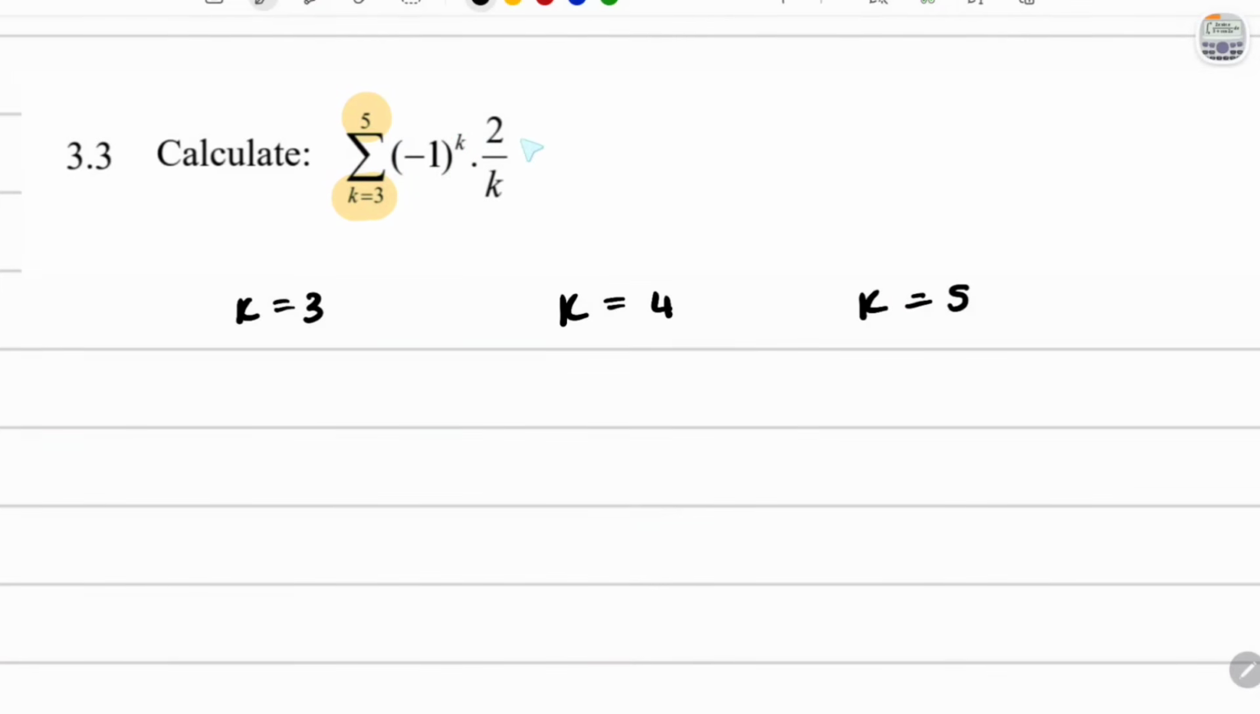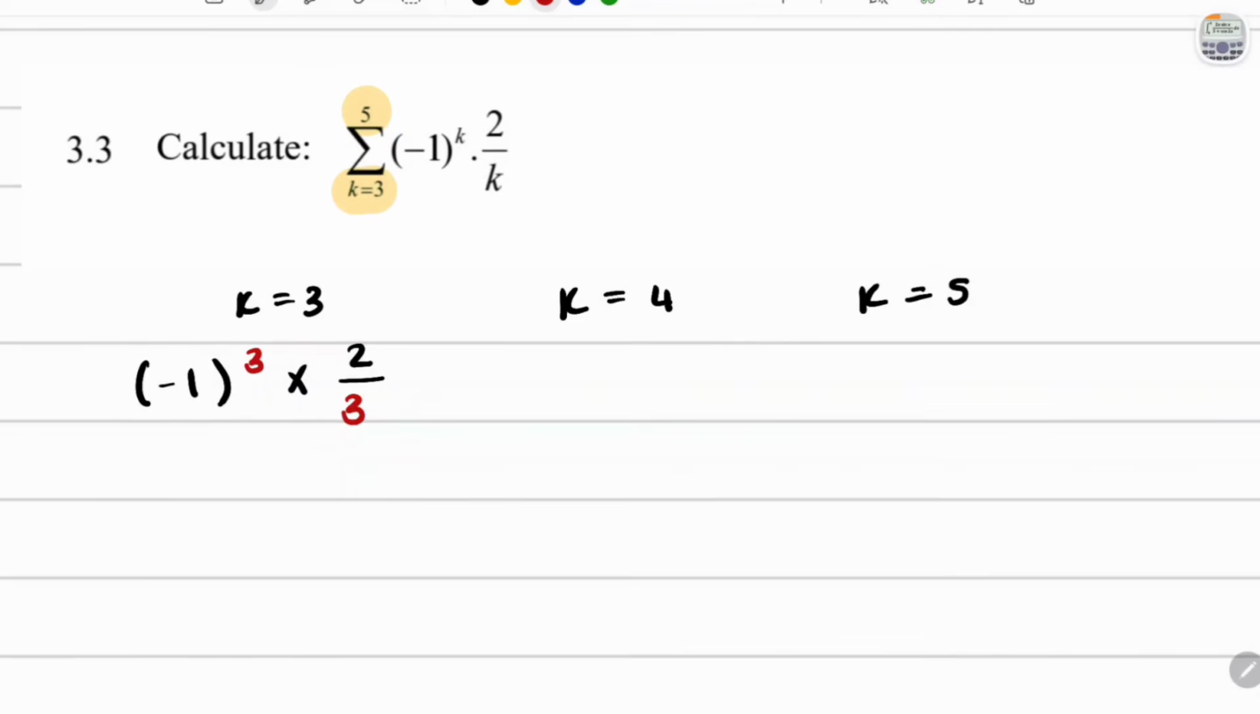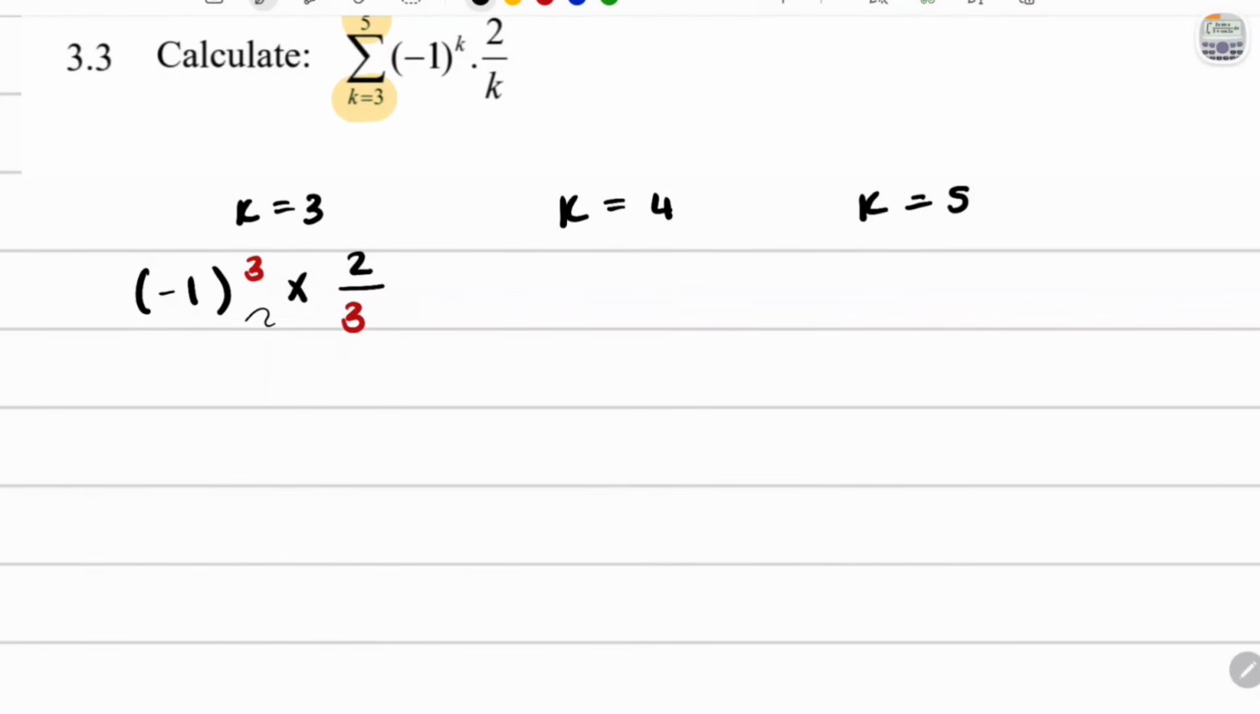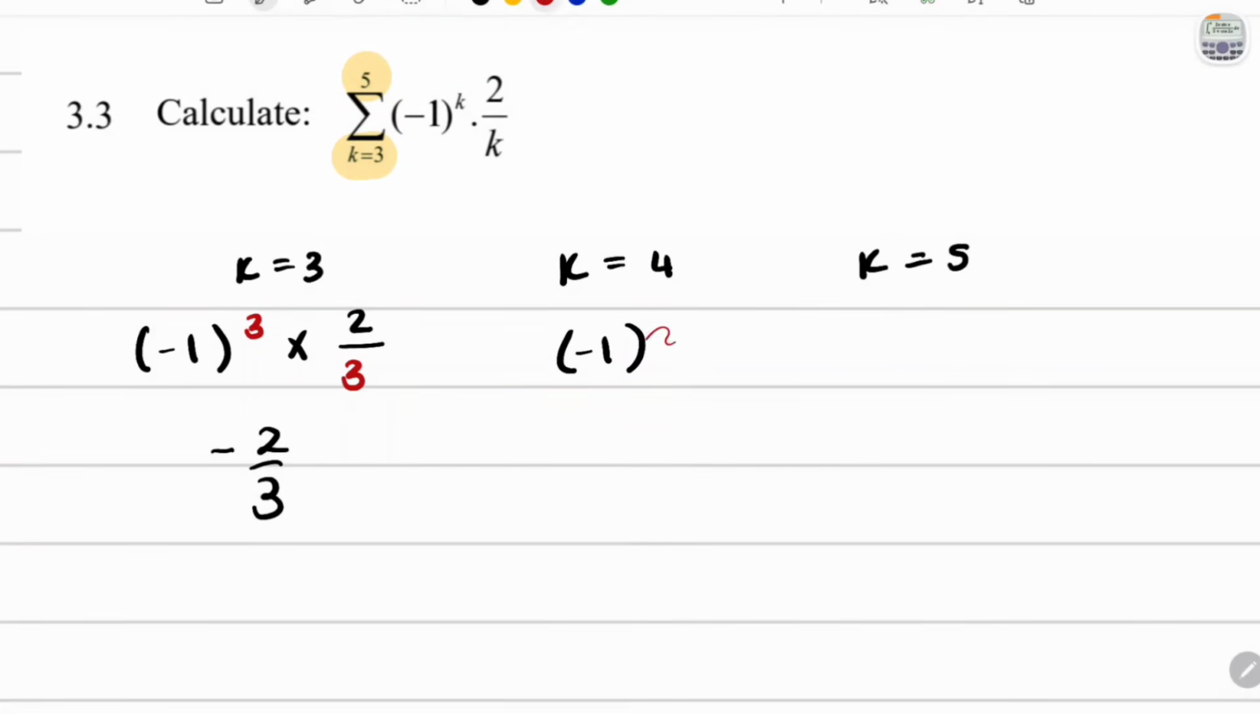So where k is equal to 3, let's substitute. If you have k being equal to 3, so we have negative 1 to the power of 3 multiplied by 2 over 3. Okay, so what we're going to get there is, well, that still stays negative 1. Okay, so negative 1 to the power of 3 is negative 1 times 2 over 3. So that will give you negative 2 over 3. That's that one. Then where k is equal to 4, that's negative 1 to the power of 4 multiplied by 2 over 4. And 2 over 4 times negative 1 to the power of 4, that gives you 1. That's 1 times the same thing. So we're really just adding 2 over 4.